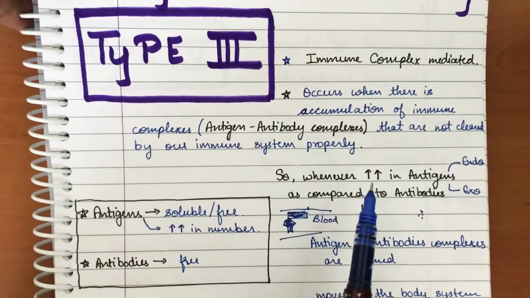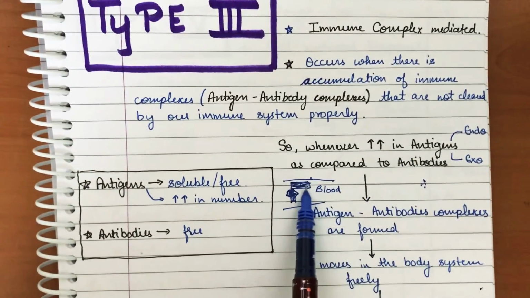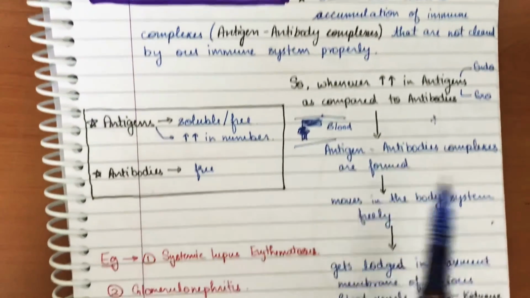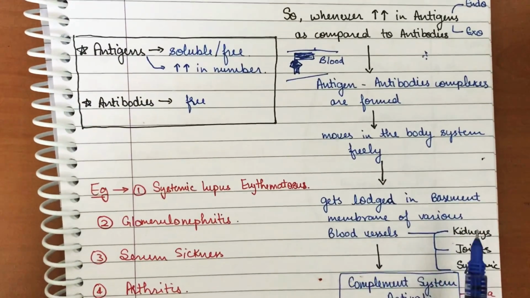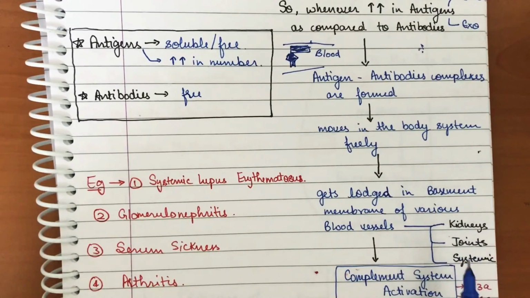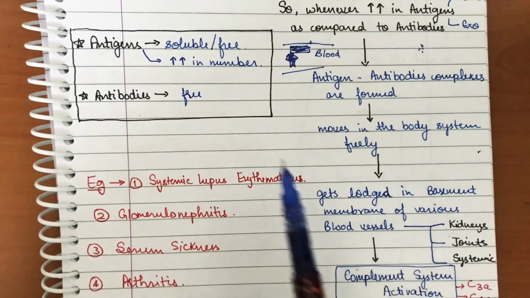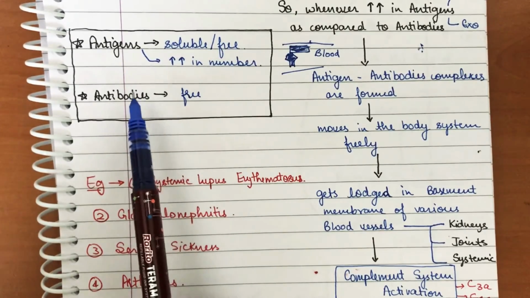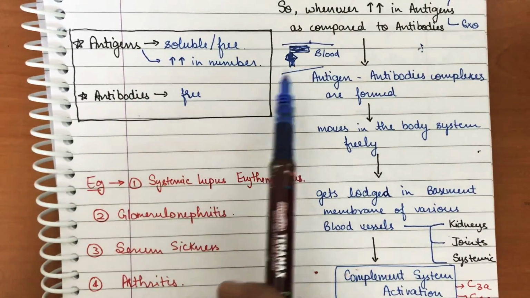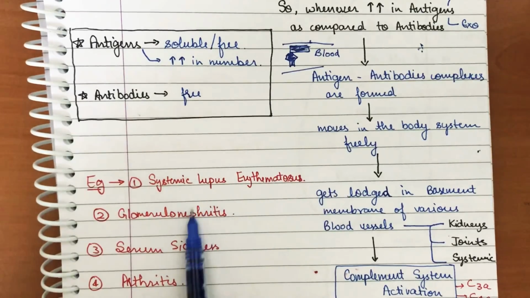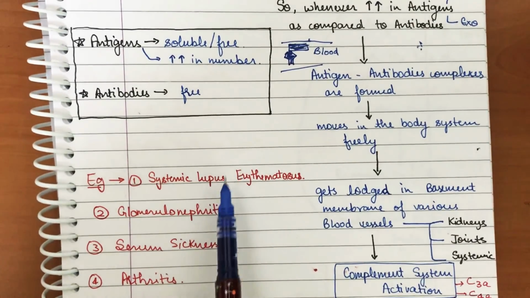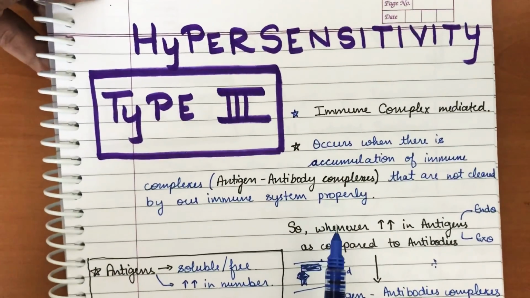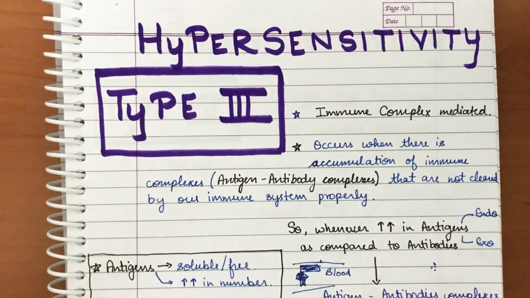They move freely in our circulatory system, and they will get lodged in the basement membrane of various organs like kidneys, joints, and other systemic organs. And in this, antigens are soluble, free, and also very high in number, and antibodies are also free, so they will form a complex together. And these are the diseases that usually have type 3 hypersensitivity reactions. So this is everything that you need to know about type 3 hypersensitivity reactions.